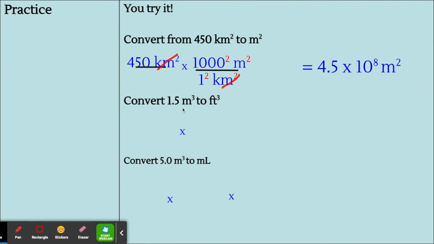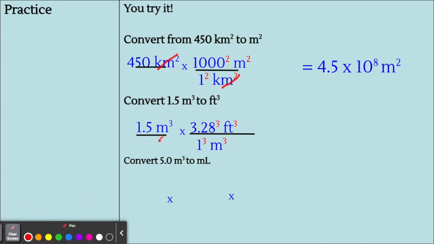Next, we want to convert 1.5 meters cubed into feet cubed. So let's start with 1.5 meters cubed times, well, we need a ratio of meters to feet. We know that 1 meter is equivalent to 3.28 feet, but we're dealing with meters cubed. So 1 cubic meter is equivalent to 3.28 cubic feet. Since we have meters cubed here, we need meters cubed here, and if we're cubing these meters, we're going to cube the ratio. So now when we multiply through, we're just left with 52.9 cubic feet.